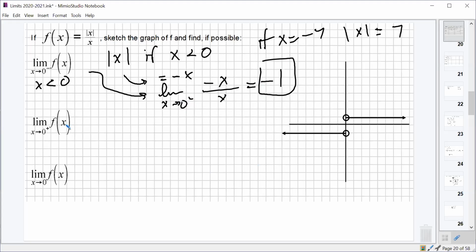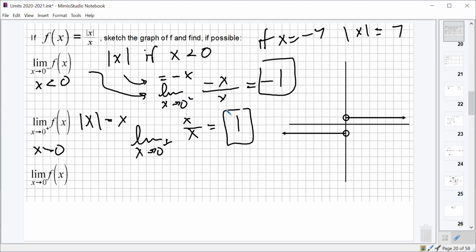What about when we do it from the right-hand side? Since all the x values are positive, the absolute value of x is just equal to x. And so this becomes the limit as x approaches 0 from the right of x over x, which is just 1. x over x is 1, and the limit as you approach any number of 1 is just 1. Does that make sense? I know a couple of you were asking me about how to do some of those algebraically the other day.